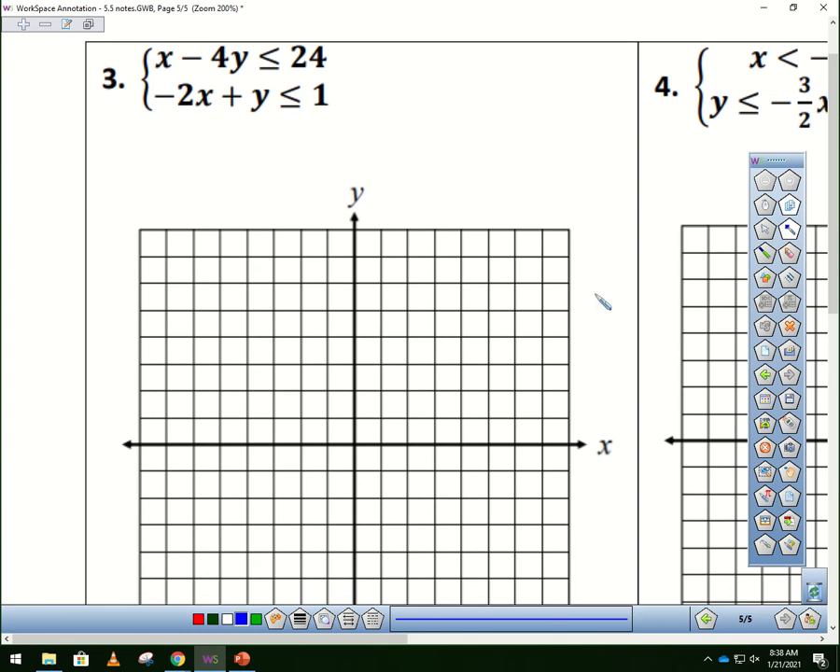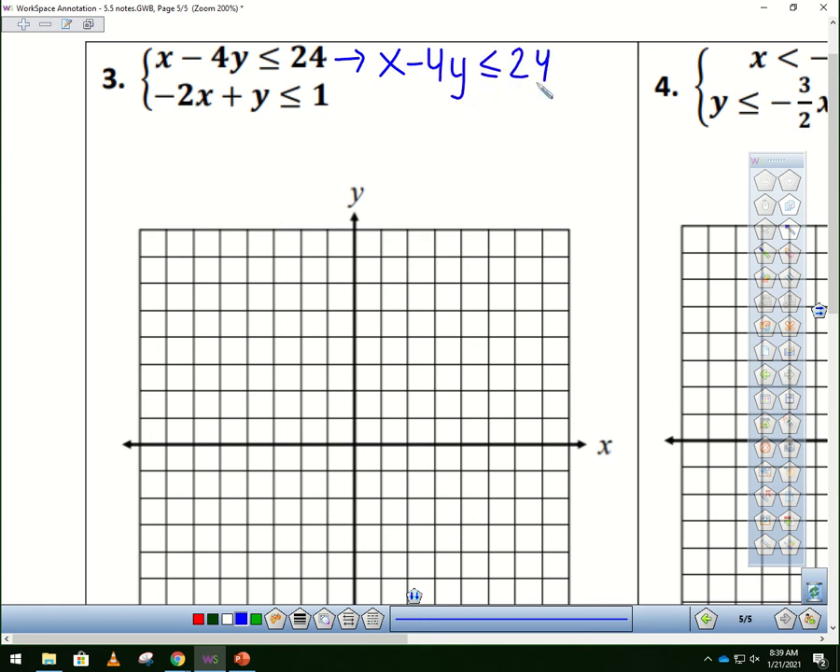So these 2 equations are not in what we call slope-intercept form, so we're going to have to get them into slope-intercept form before we can do anything. So this one is going to become, we're going to just rewrite it here. Subtract x on both sides. That gives me negative 4y is less than or equal to negative x plus 24. Divide by negative 4.